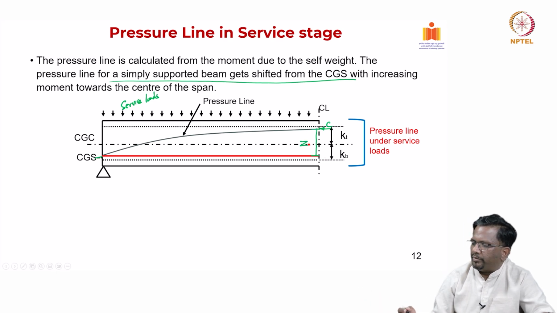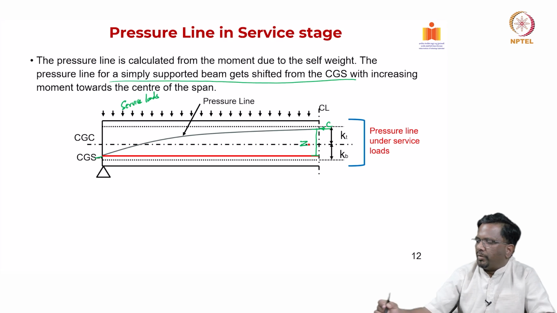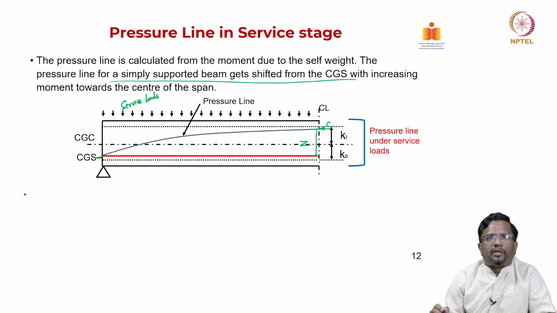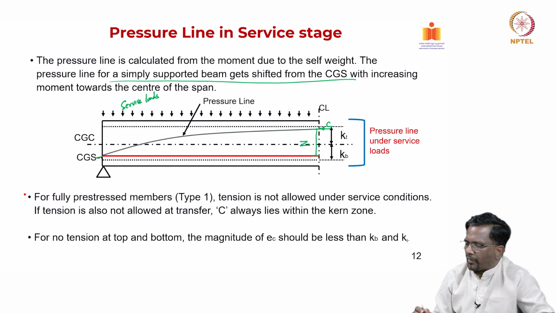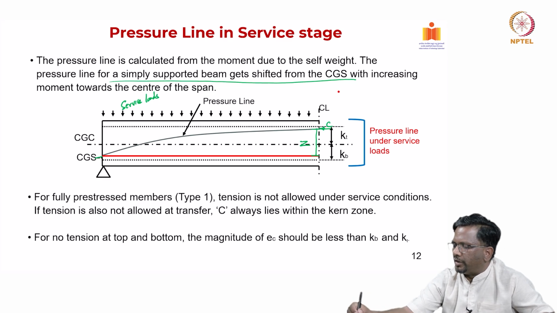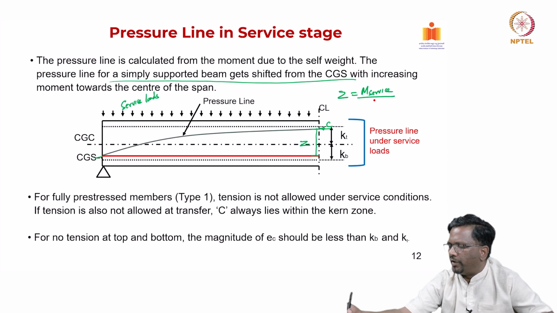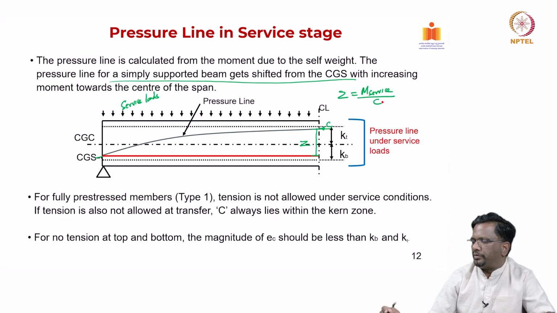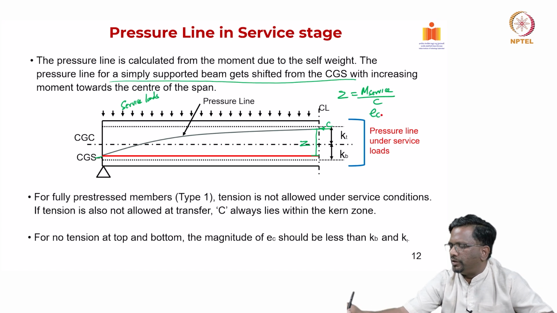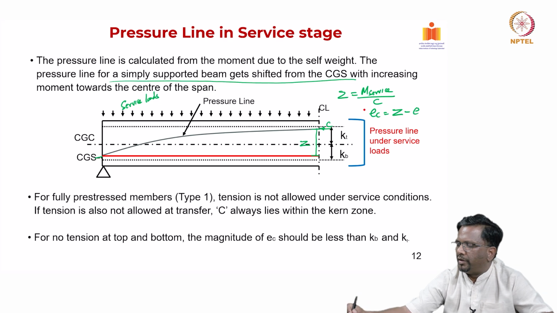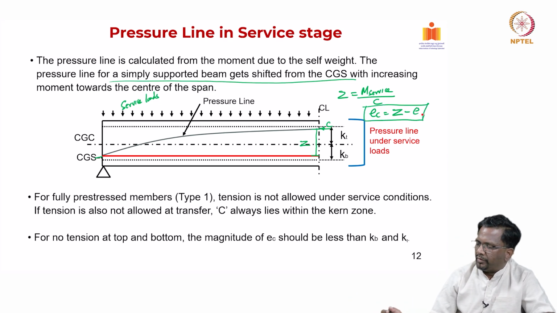That is your lever arm. That lever arm again can be calculated using this. How do you calculate this lever arm? Lever arm is nothing but the service moment acting on the cross section divided by the compression force. Once I know the lever arm, EC is nothing but Z minus the eccentricity E of the tendon. So I can find the location of the eccentricity of the compression force.